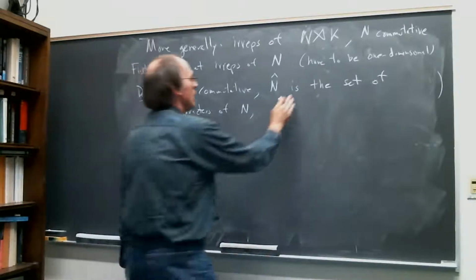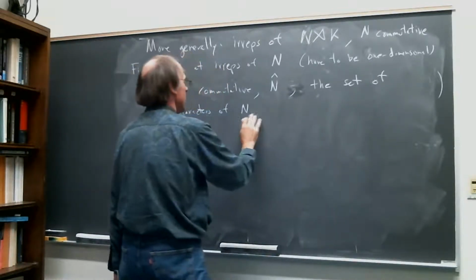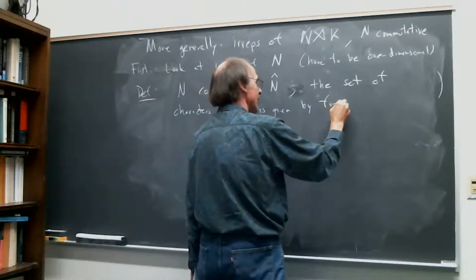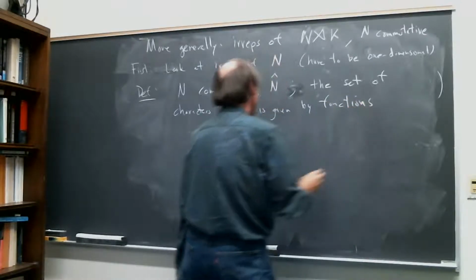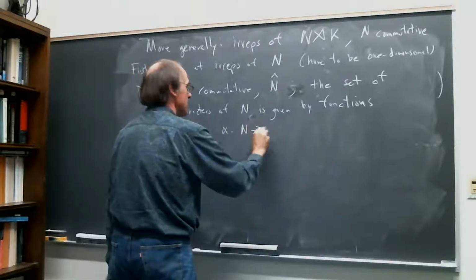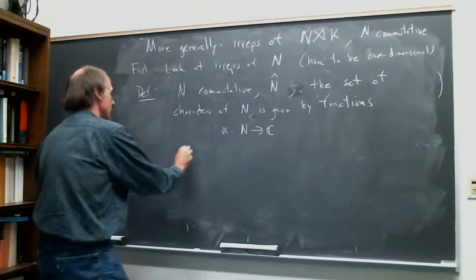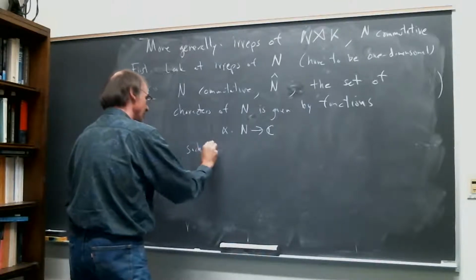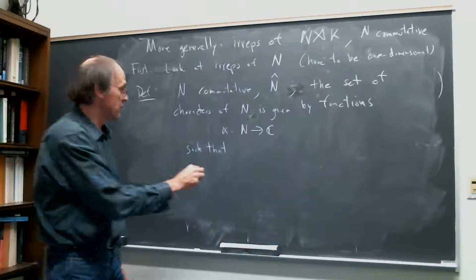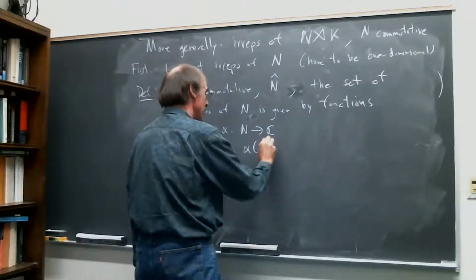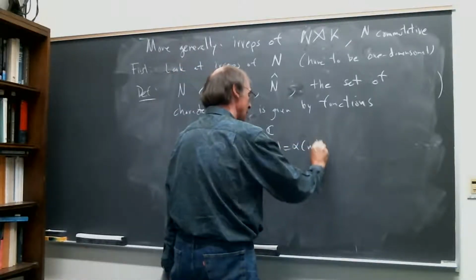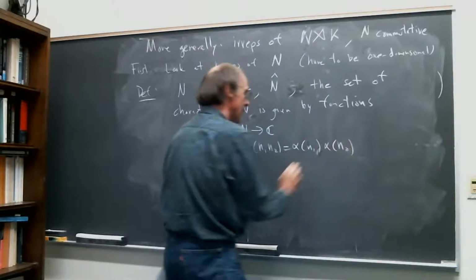And let's just say it's N. The set of characters of N is given by functions alpha from N to C such that they satisfy this homomorphism property: alpha of n1 n2 is alpha of n1 times alpha of n2. Okay.